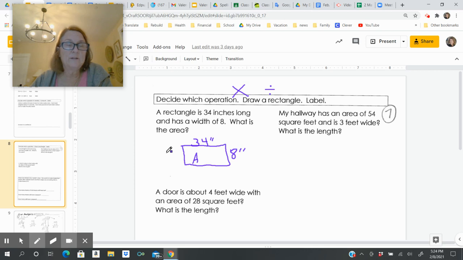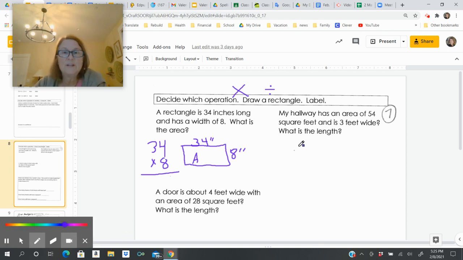Right now, put into the Ed Puzzle, answer the question, which operation will we be using? Okay, did you say multiplication? So you should go 34 times 8 to figure out the area. Please do that and put your answer into the Ed Puzzle. Be sure you're writing on your paper. Let's do the next one.